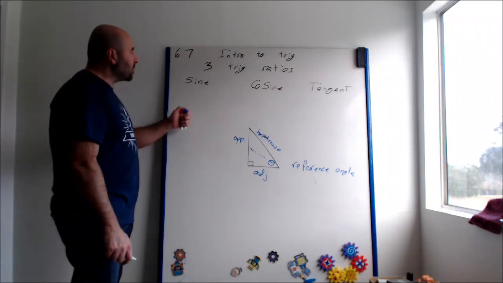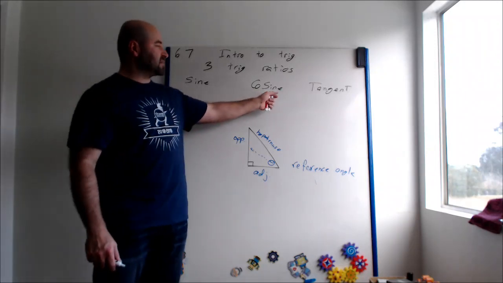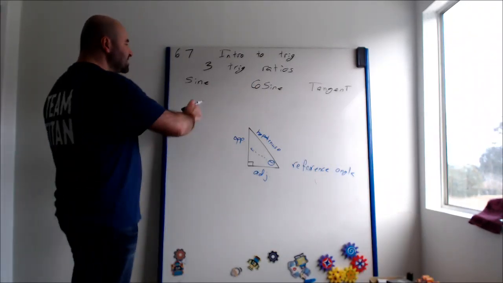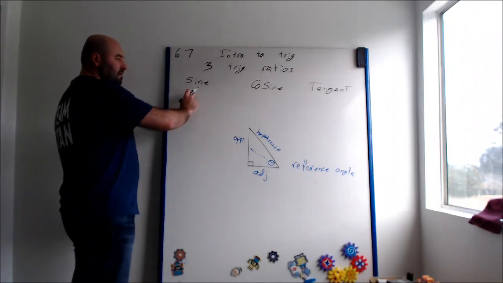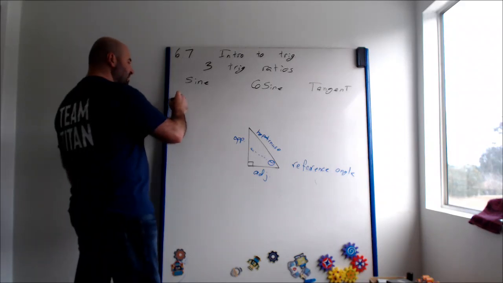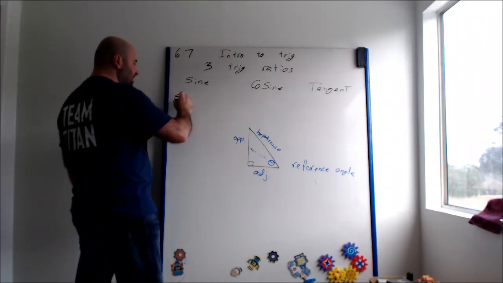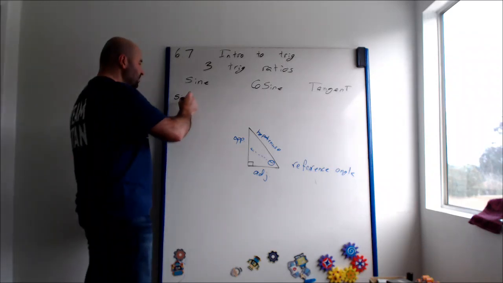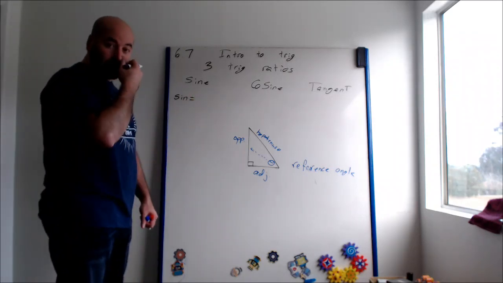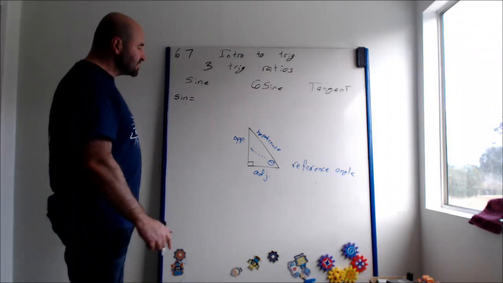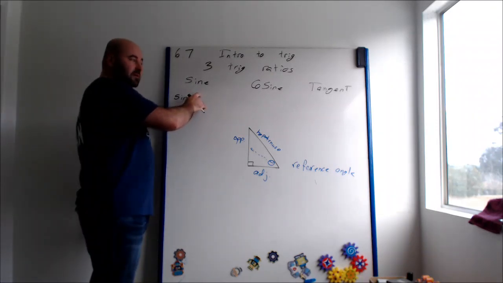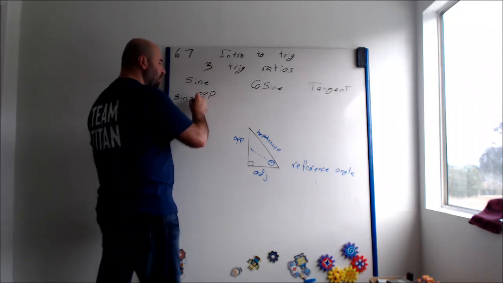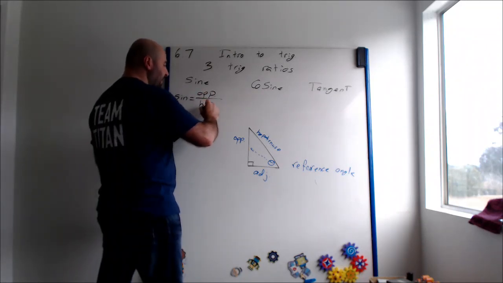Okay, so then we come up with the three trig functions that we have. We have the sine, cosine, and tangent. Sine, okay, is abbreviated S-I-N, still pronounced sine, not sin, which I know a lot of you guys will do, but it is sine. Sine is going to be the side opposite over the hypotenuse.